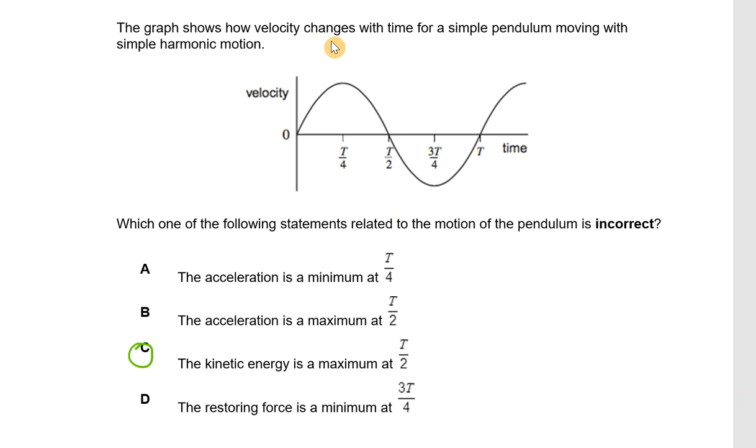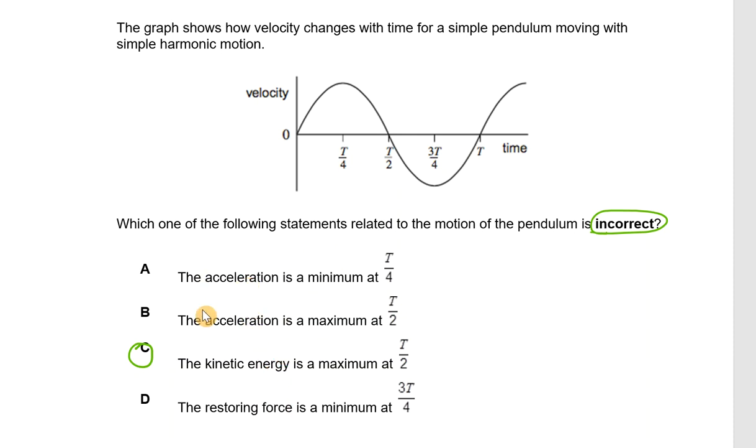So the graph shows how the velocity changes with time for a simple pendulum moving with simple harmonic motion. Which of the following statements related to the motion of the pendulum is incorrect? Okay, so if we're looking for something that's not true. So we've got various questions concerning acceleration, forces and kinetic energy.